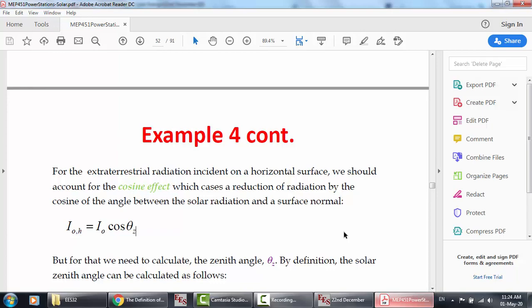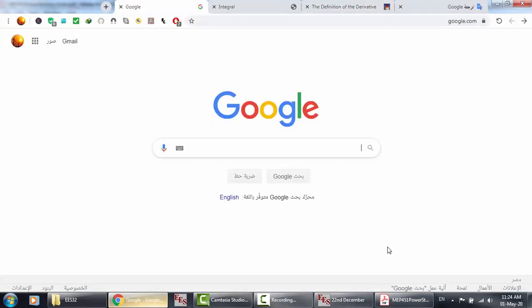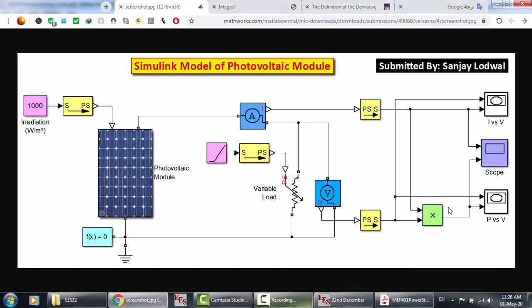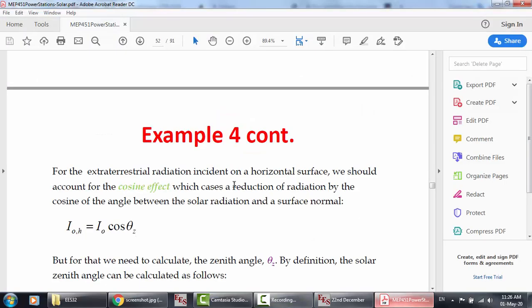But for the photovoltaic, we need to calculate the I total, not IOH, to know exactly the quantity of the solar radiation that will hit the surface of the photovoltaic. Then we will use this. For example, gentlemen, if you are familiar with MATLAB Simulink, you will be asked to put the irradiation in watt per square meter. So the irradiation is the I total that I'm talking about.